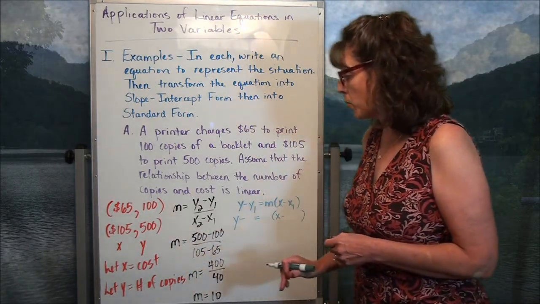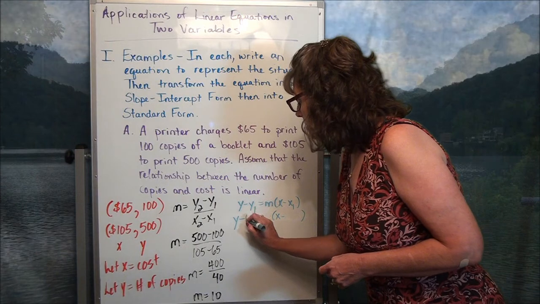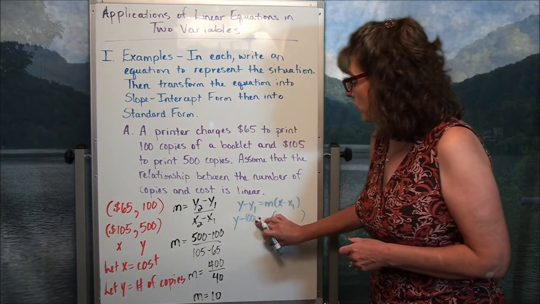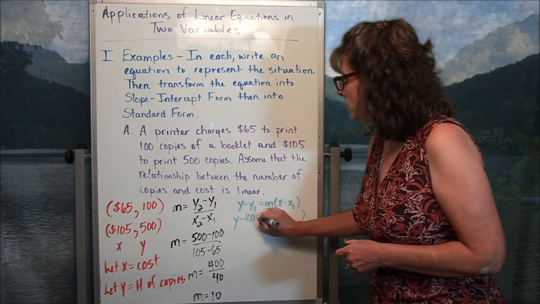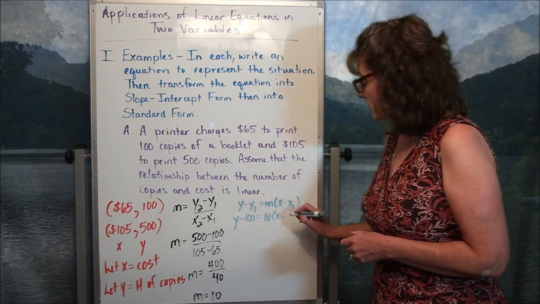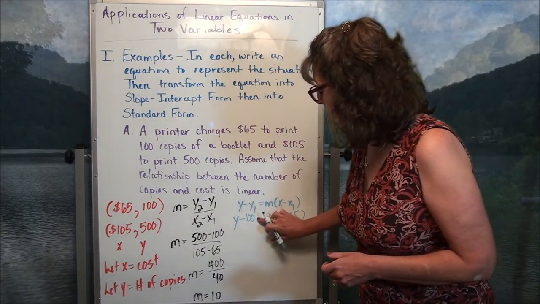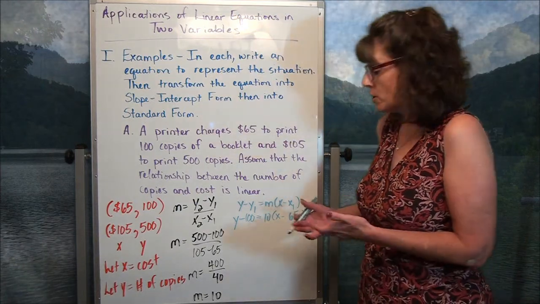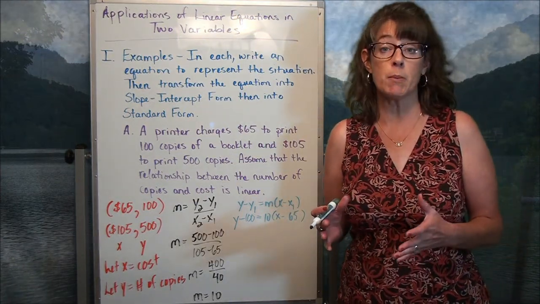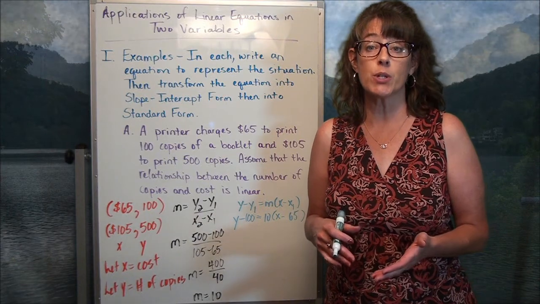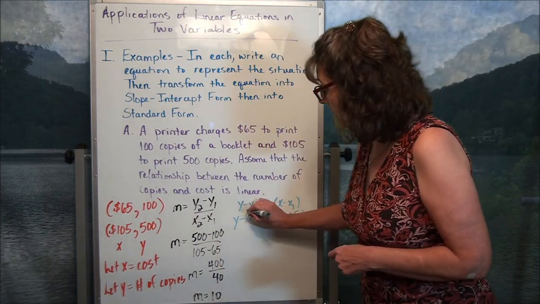I'm going to go with the top one, which means my y is going to be 100, and we figured out that that slope was going to be 10, and the x is going to be 65. So in terms of writing the equation of the line representing that relationship, I'm done. There's no cleanup to be done. Remember, cleanup would be subtracting a negative is really adding a positive. I don't see anything like that in here.